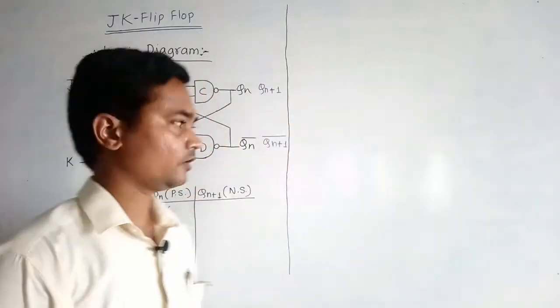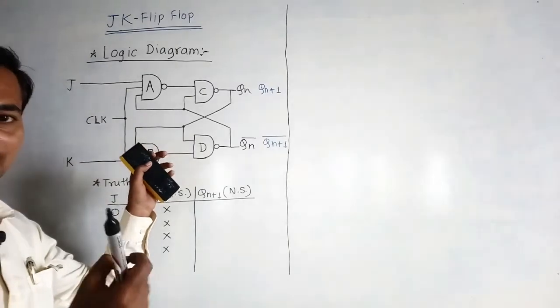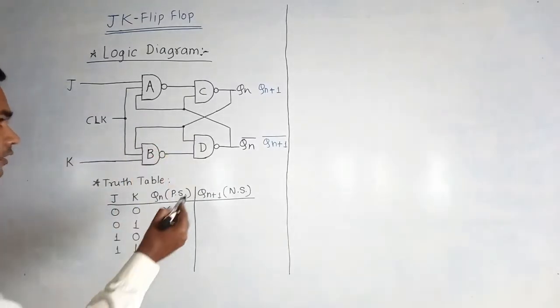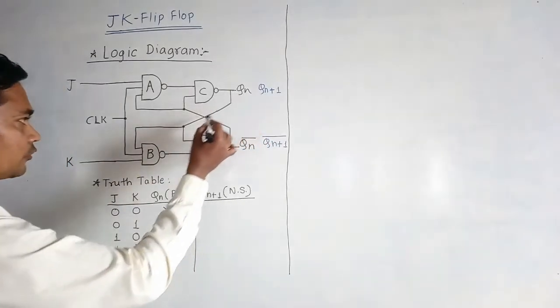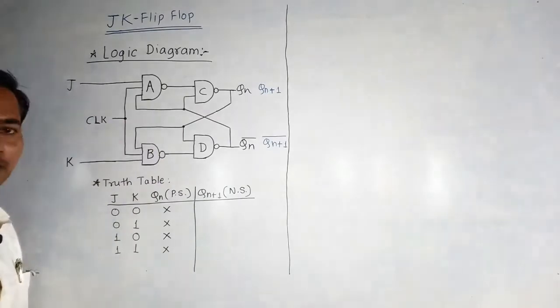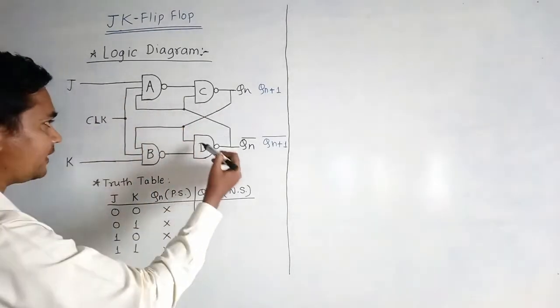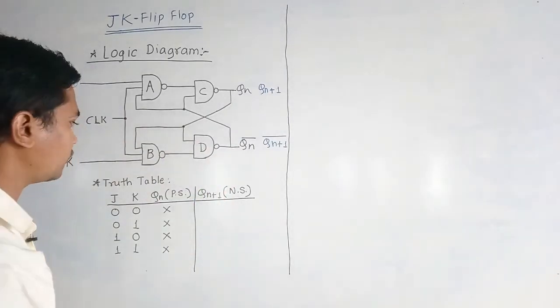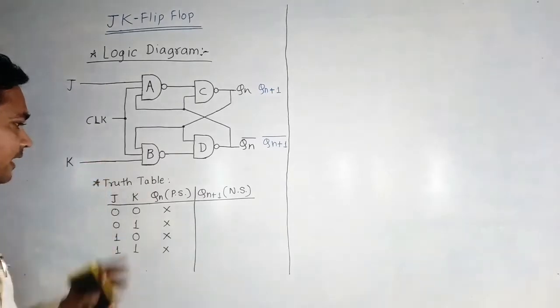So this is the JK flip-flop, but there is one small change: Qn bar and Qn are also given to the A and B NAND gate inputs. Here A and B are 3-input NAND gates, and C and D are 2-input NAND gates. Okay, so let us see the truth table of the JK flip-flop.